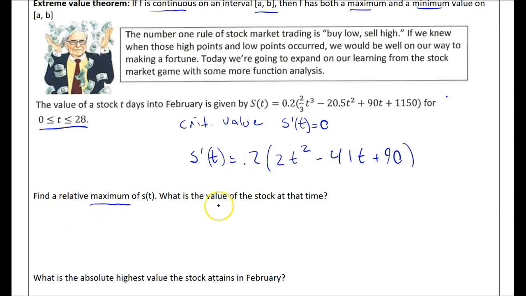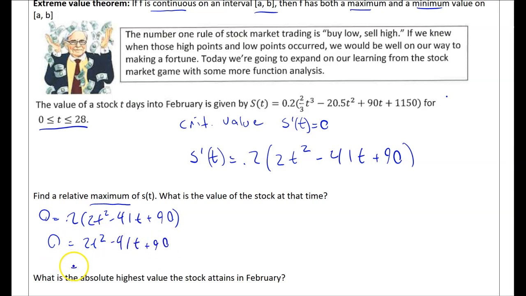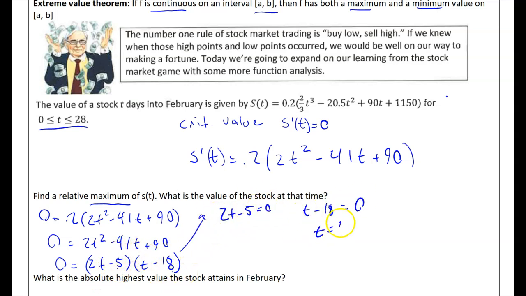And then if I'm asked to find a maximum of s of t, a relative maximum, I should say, we need to set our derivative equal to 0. So 0 is equal to 0.2 times the quadratic. I can divide out that 0.2, and then I can factor. This one's kind of a hard one to factor. If you got stuck here factoring, that wouldn't be the worst thing in the world. It factors like so: negative 5 times negative 18 is 90, and then 2 times negative 18 is negative 36, minus 5 is our negative 41t. And then my zeros, right, are negative 18 and 5 over 2.